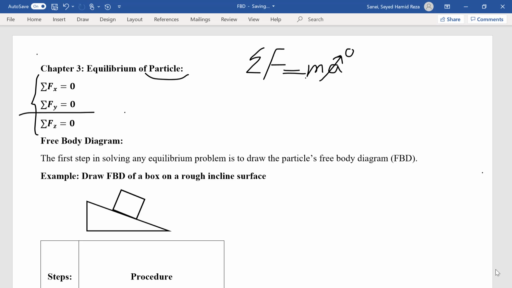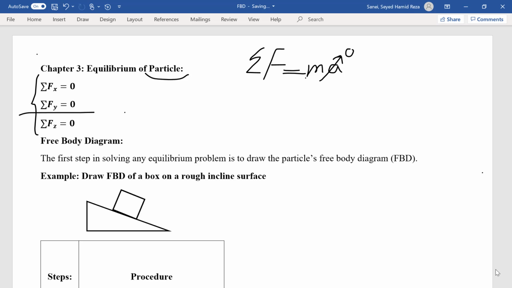Particle is based on an assumption that our object does not have any dimension. Our object will have mass, but not any dimension. When we use the term rigid body later in this course, that means that we are not neglecting the object's dimension. The first step to solve any equilibrium problem is the free body diagram.